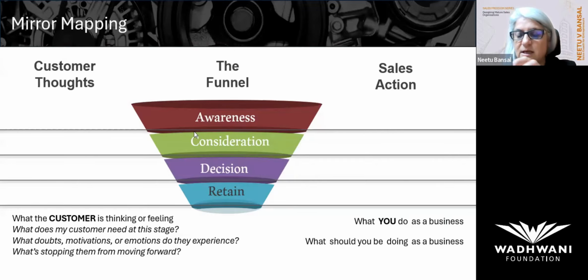For example, the customer is worried about whether you will be able to meet the production timelines, but you are pushing the customer to accept the proposal by giving discounts. Giving discounts at a time when the customer is worried about delivery timelines is not the solution. So we don't understand their thoughts and challenges and where they are, and our sales action is going in a different direction.